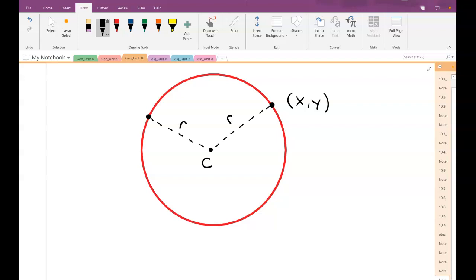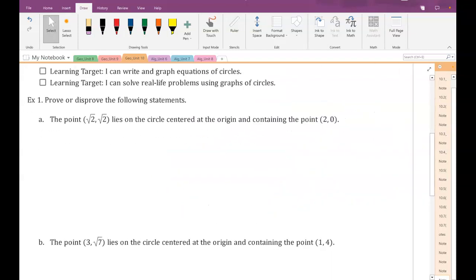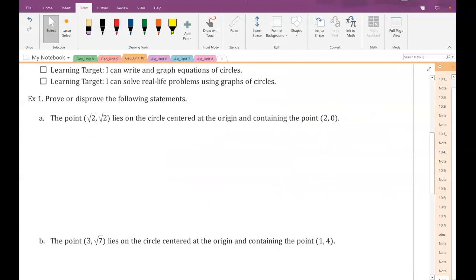We're going to go through today and use a process using our distance formula and the fact that the radius is the same thing as the distance from your center to any point on the circle, and see if I was to give you any random point, could you determine whether or not it would actually be on the circle? So with that, we're proving or disproving the following statements. So we're either going to have false or true at the end. The point, square root of 2, square root of 2, lies on a circle that's centered at the origin. And we're just going to start with that part.